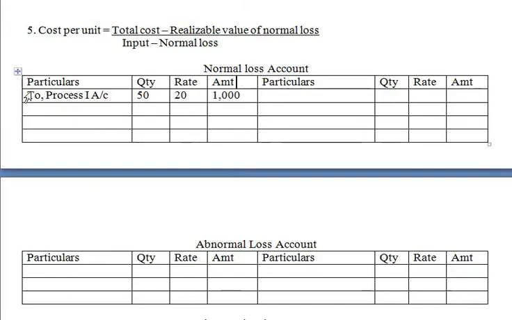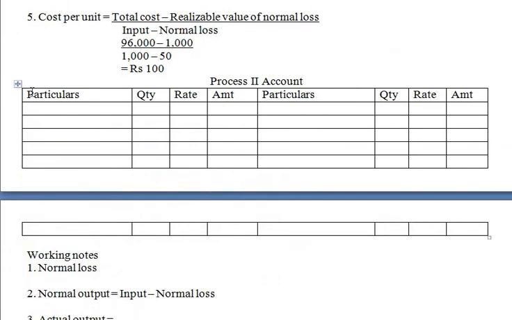Okay, yes, now we will come to process 2 account. First we are going to transfer output of process 1 to process 2. So process 1 account. Okay, 950 is the input and the rate is 100 and it is 95,000.